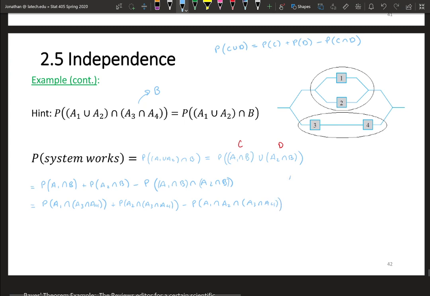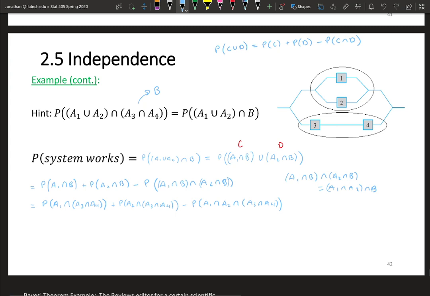Because you could say that A1 intersect B intersect A2 intersect B is really just A1 intersect A2 intersect B. Because B is the same set in both, so you don't have to intersect it twice. You've already intersected with B. So that's what we can do here.